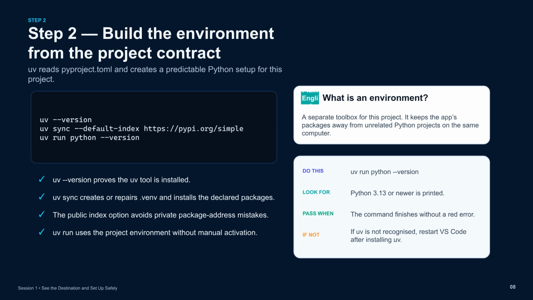Step 2 is building your environment. Run UV-Sync to create your virtual environment and install necessary packages. Using UV Run ensures you are executing commands within that specific environment without needing manual activation. If a command isn't recognized, simply restart your code editor.